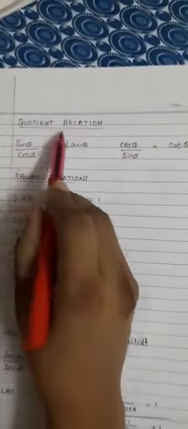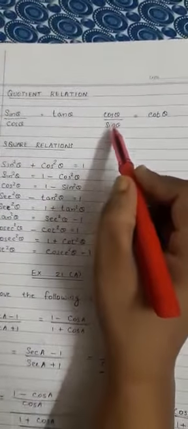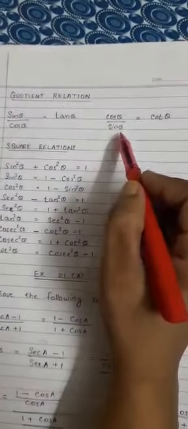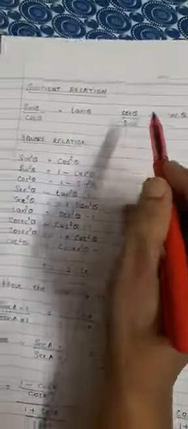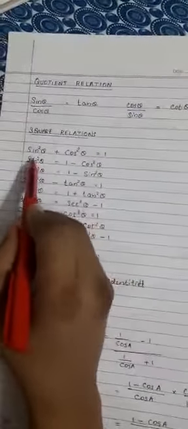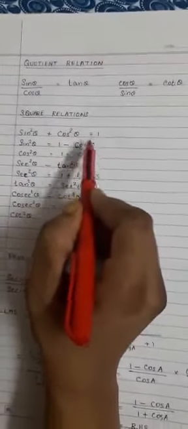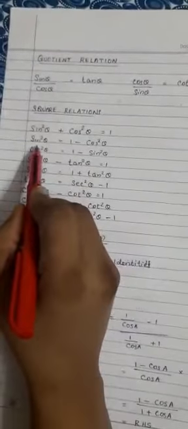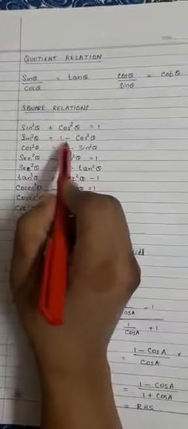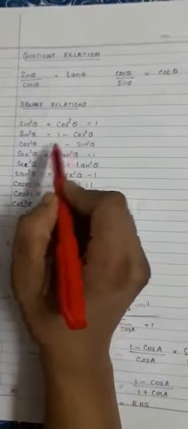Next, quotient relation. Sin theta divided by cos theta is equal to tan theta and cos theta divided by sin theta is equal to cot theta. Next, square relations. Sin square theta plus cos square theta is equal to 1. From this one, sin square theta is equal to 1 minus cos square theta.